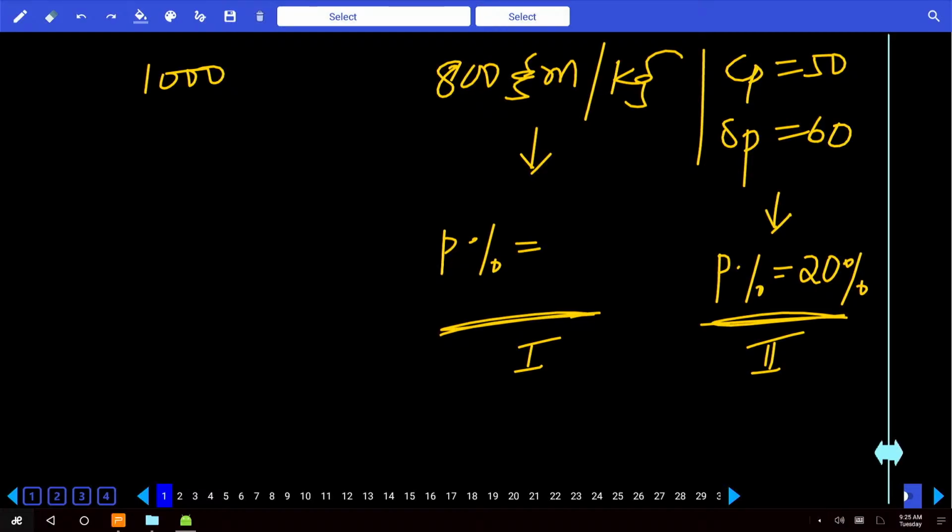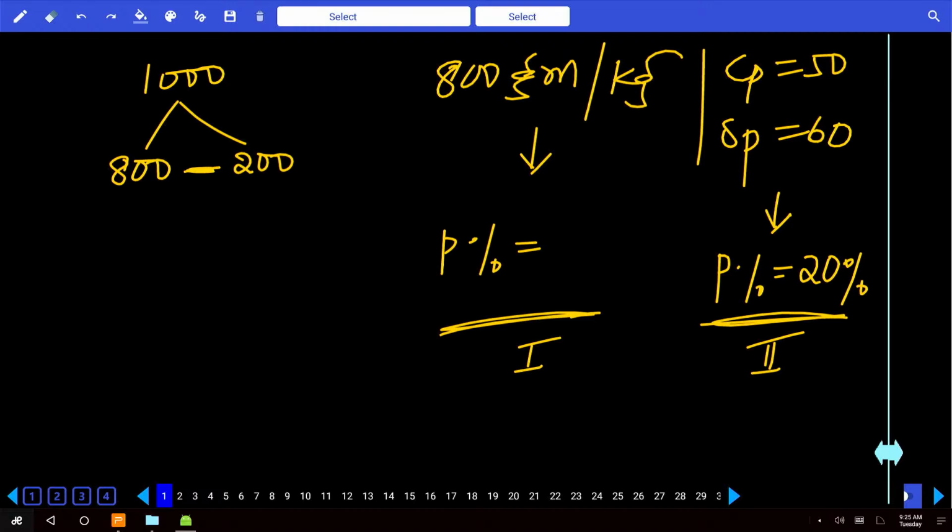So, out of this 1000, 800 grams goes to the customer, and the remaining 200 becomes your profit. So, you get 200 profit for every 800 grams going out from your shop.